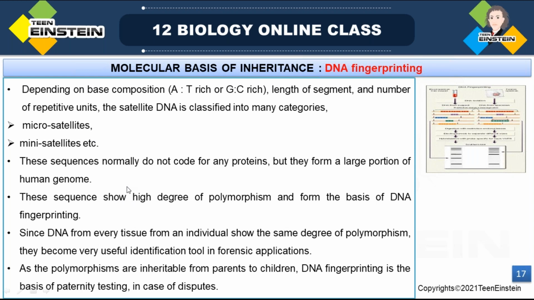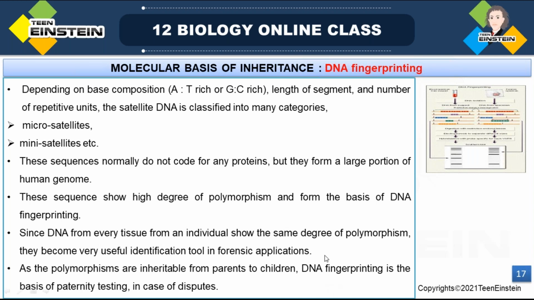And these sequences are not coding for any protein, but they cover a large portion of the human genome. The sequence shows a high degree of polymorphism, and that forms the basis of DNA fingerprinting. So based on the polymorphism of this satellite DNA, fingerprinting is done. That is the basis of DNA fingerprinting technology. Since DNA from every tissue of an individual shows the same degree of polymorphism, it becomes a very useful identification tool in forensic application.